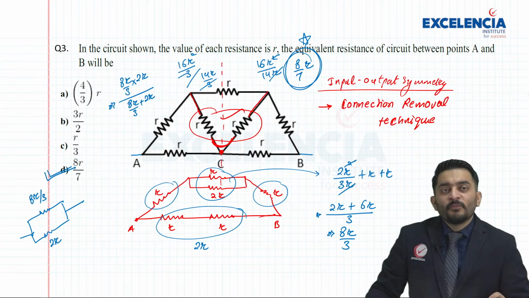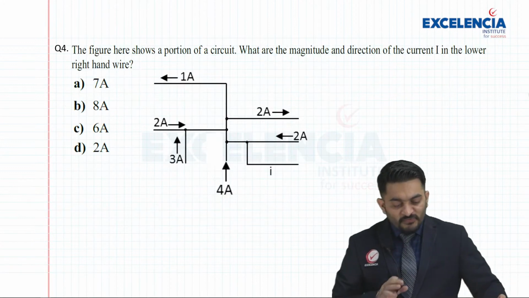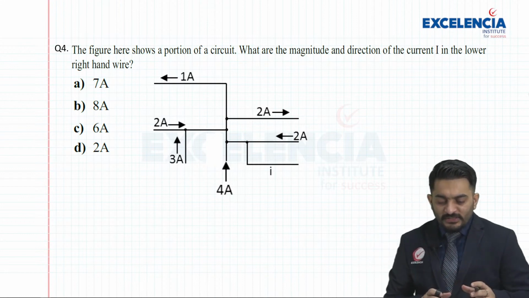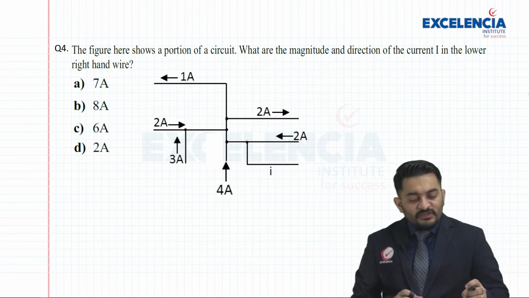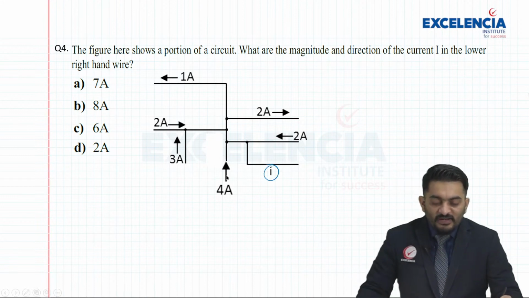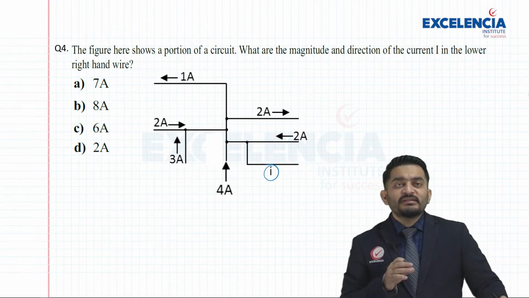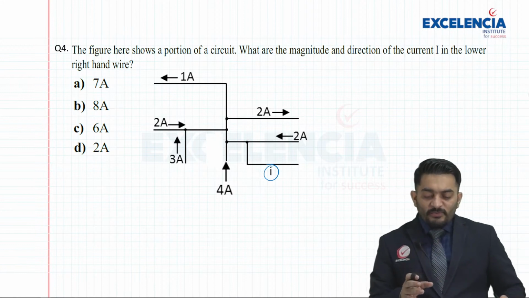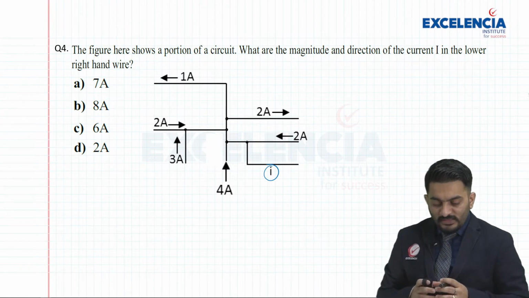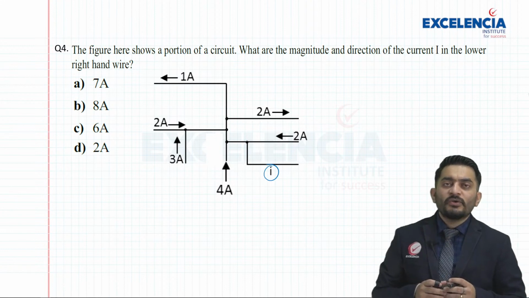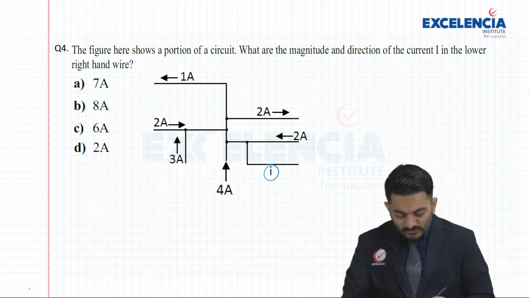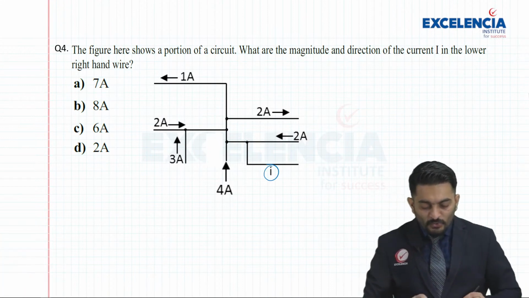Now let's move on to the next question, which is question number 4. It says the figure here shows a portion of a circuit. What are the magnitude and direction of the current I in the lower right hand wire? So we need to calculate this value of current. They have not given you the direction, but we are going to make use of Kirchhoff current law, which says that the sum of the current at the junction should be 0, or whatever current enters into the junction, the same current is going to exit the junction. So this whole thing is about the junction rule.